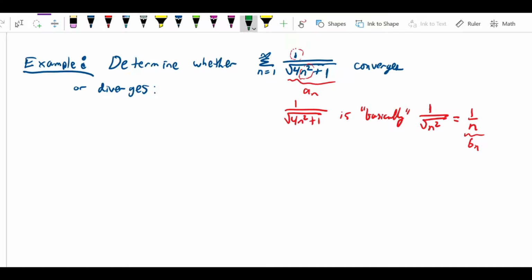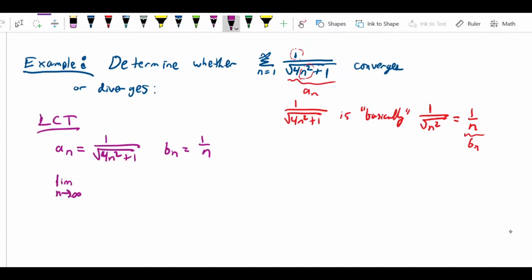So now that I know what I want to compare the series to, I'm going to use a different color. Let's state that we're using the LCT, and let's say that An is equal to 1 over the square root of 4n squared plus 1, and Bn is equal to 1 over n. I can now calculate the limit as n approaches infinity of An over Bn, which equals the limit as n approaches infinity of 1 over the square root of 4n squared plus 1, over 1 over n.